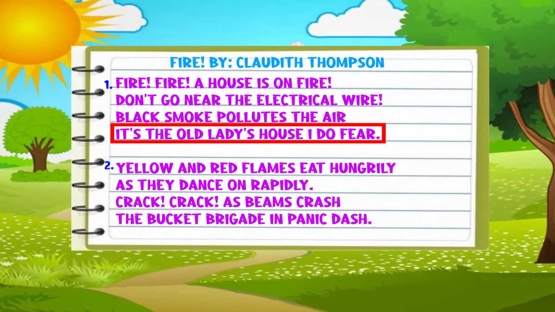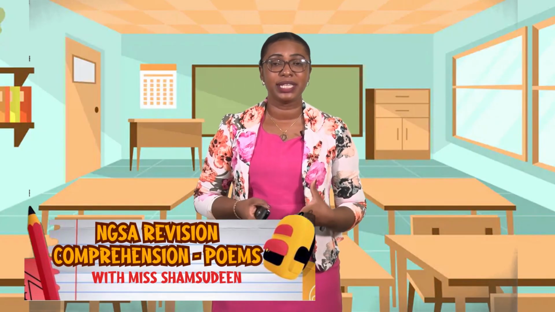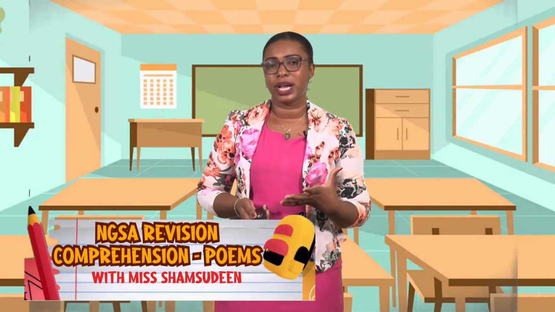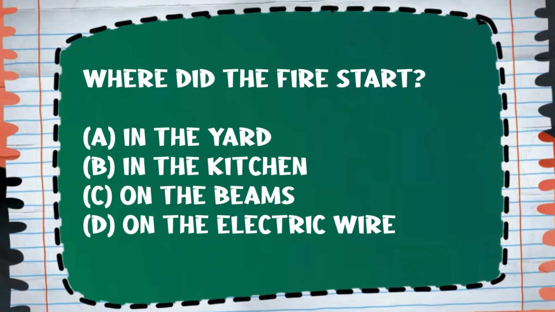But think about that. Can you answer the first question by just reading that first paragraph? Does it tell you exactly where the fire started? No. So you must take the time to read the entire poem before you actually start. Because some people might be tempted to say on the electric wire, because in the first stanza it says, "Don't go near the electric wire." So there is an answer there that says on the electric wire.